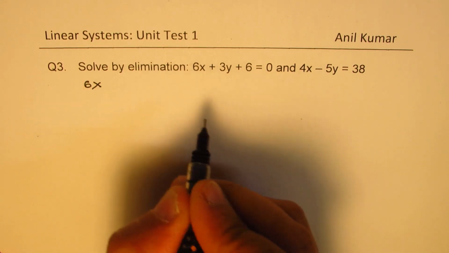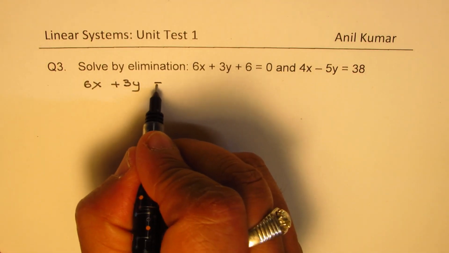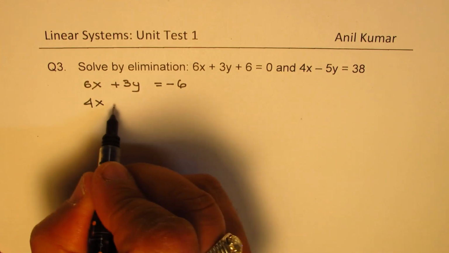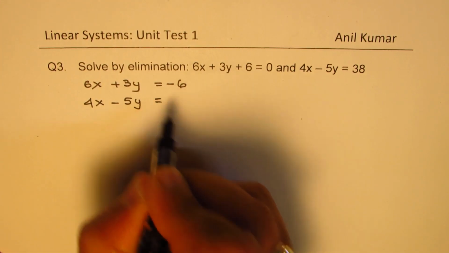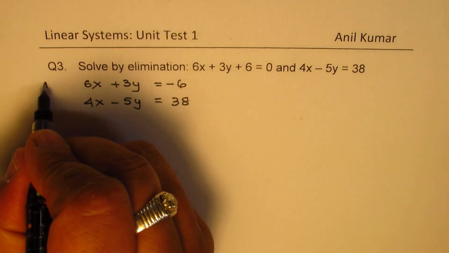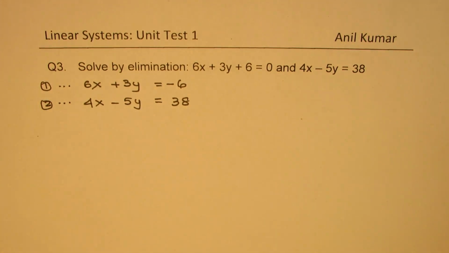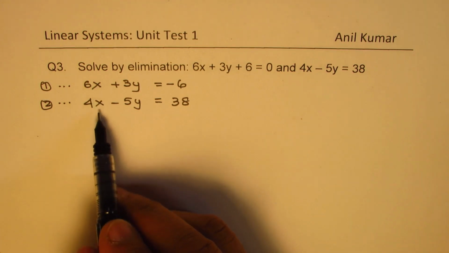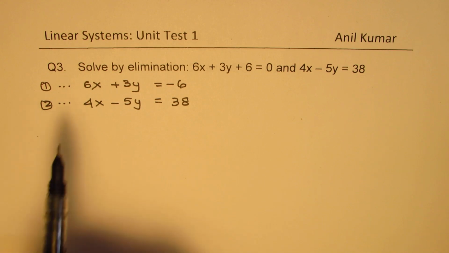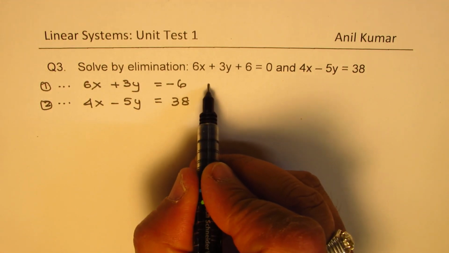We have 6x plus 3y. Now let's write 6 on the other side, so we'll write minus 6 here. The second one is 4x minus 5y equals 38. So that is equation 1, this is equation 2. These are given to us. To eliminate, we have to get the same value of x.